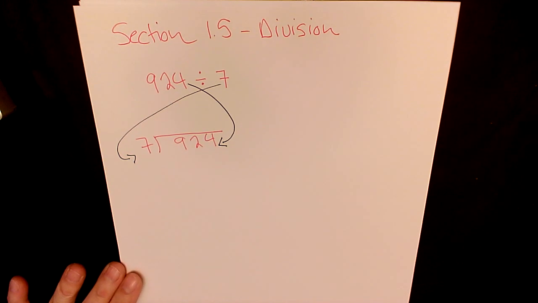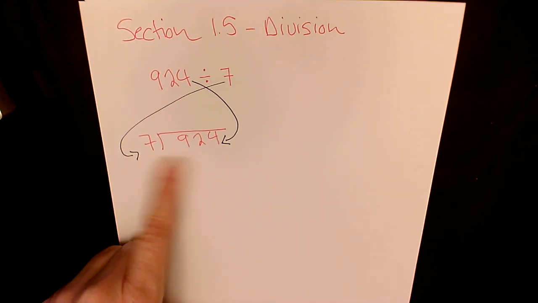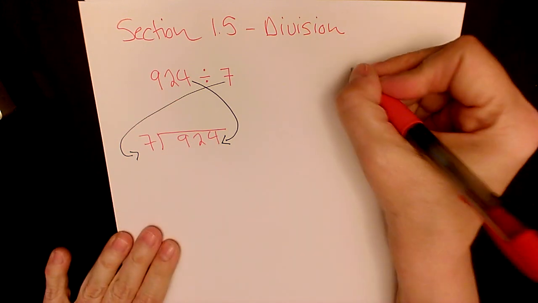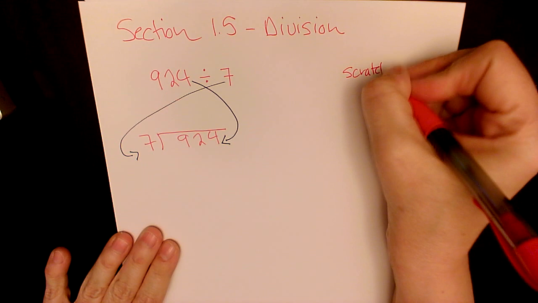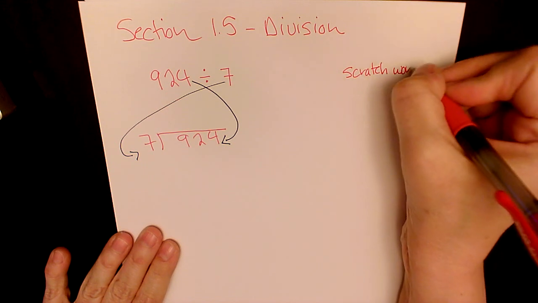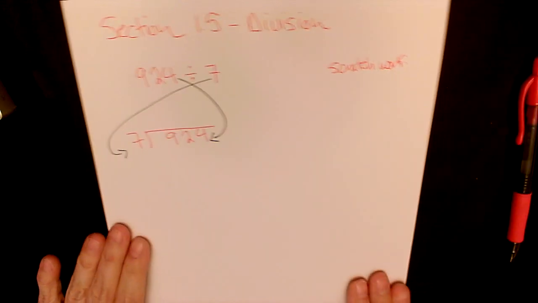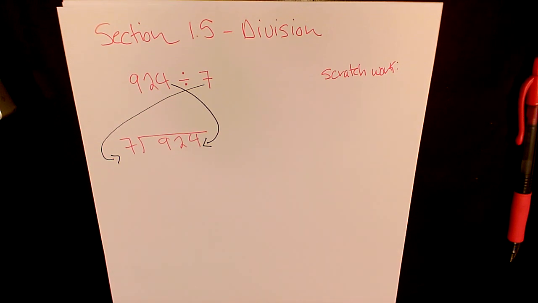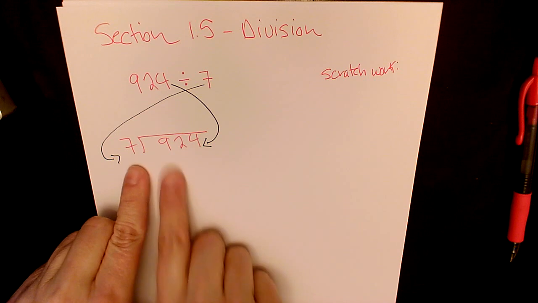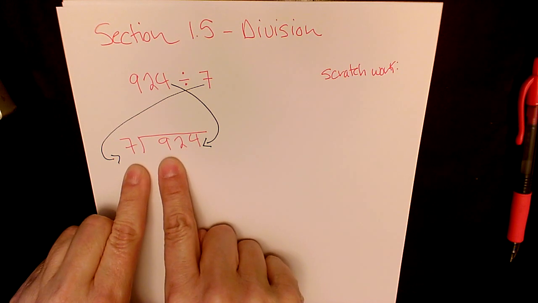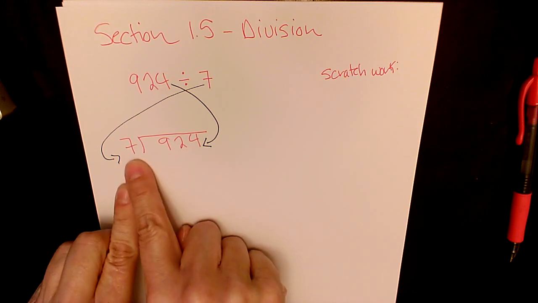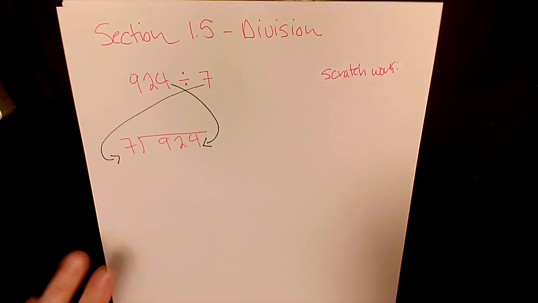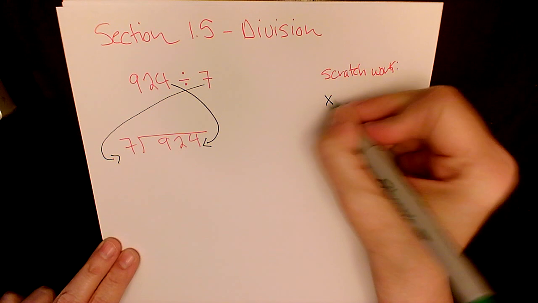So first we want to look here at the 7 and the 9. On this side, just in case you need it, I'm going to have some scratch work. So we look at the very first number, which is 9, and we say, how many 7s are there in 9? Well, you might not know. So I'm going to draw 9 X's.